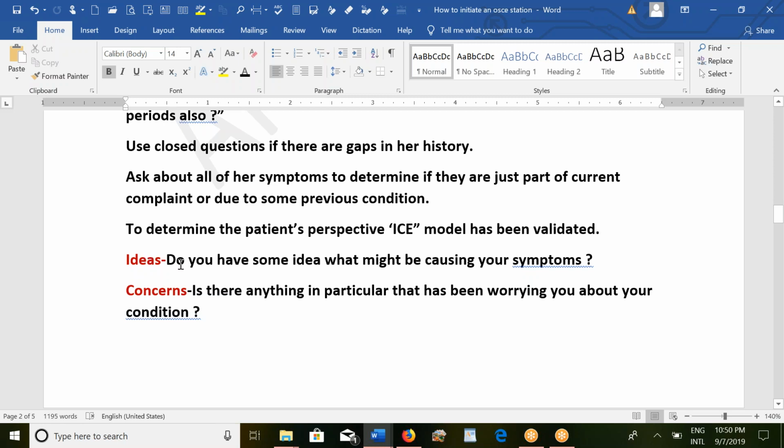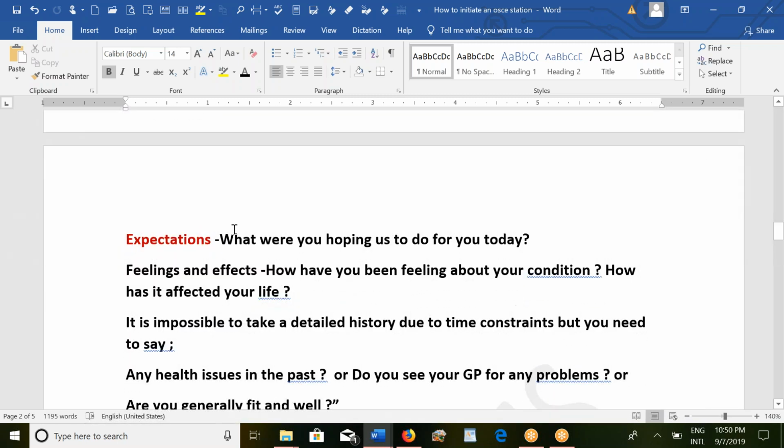I. Ideas. Do you have some idea what might be causing your symptoms? C. Concerns. Is there anything in particular that has been worrying you about your condition? E. Expectations. What were you hoping us to do for you today?